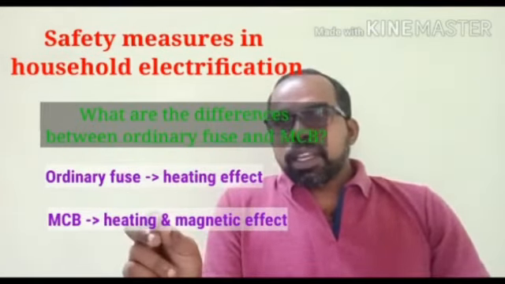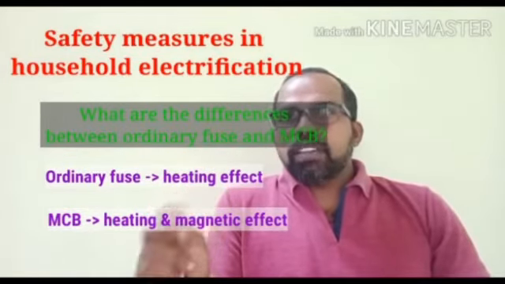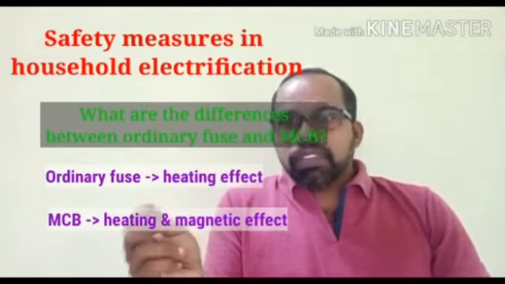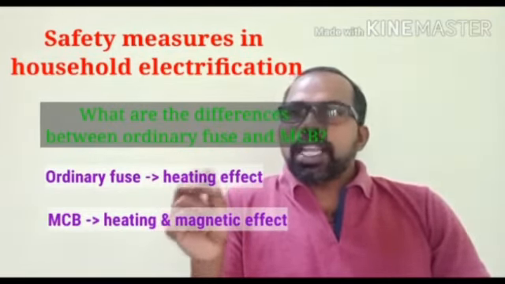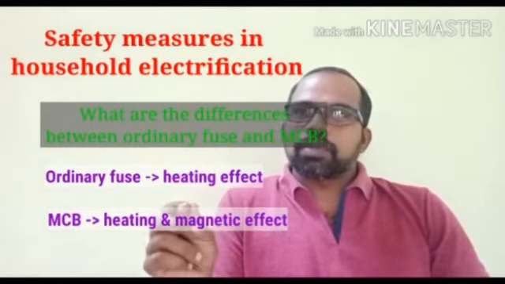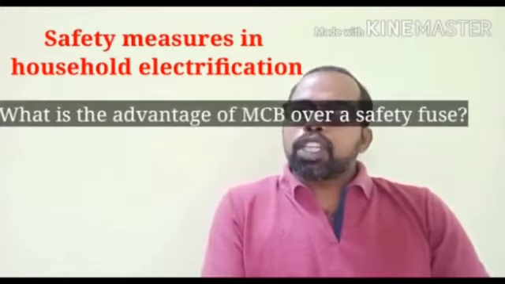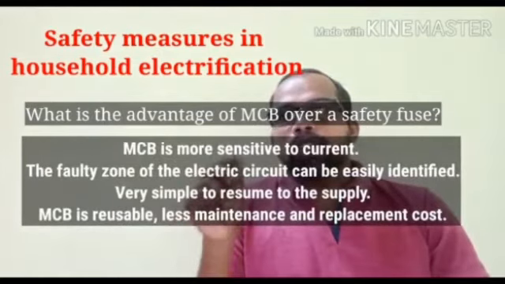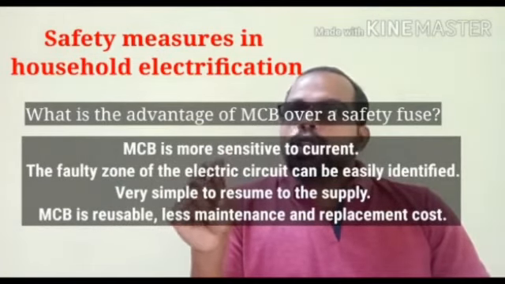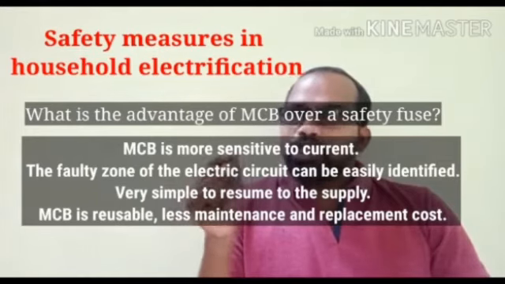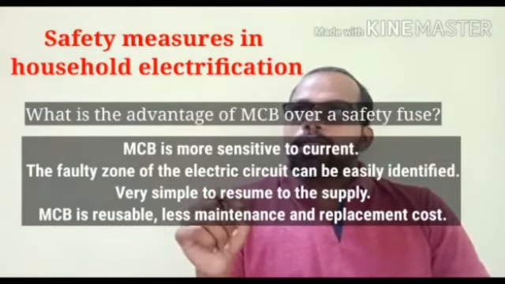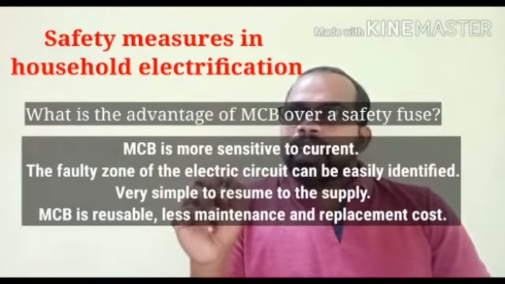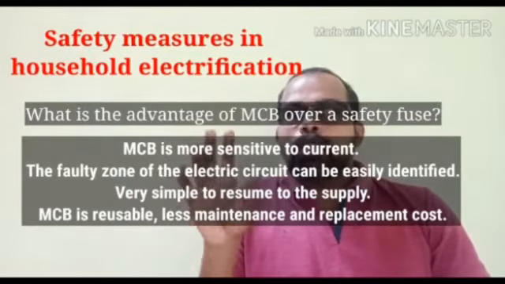But an MCB automatically breaks the circuit whenever there is an excess flow of current due to short circuit or overloading. After rectifying the circuit, we can switch on the MCB and make the circuit as it was. So what is the advantage of MCB over a safety fuse? MCB is more sensitive to current than a fuse. In case of MCB, the faulty zone of the electric circuit can be easily identified. We can resume the supply very easily. MCB is reusable and hence has less maintenance and replacement cost. These are the advantages of MCB over a safety fuse.